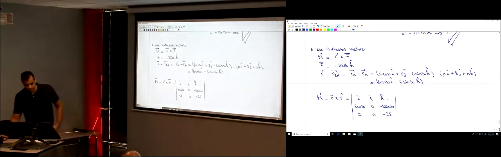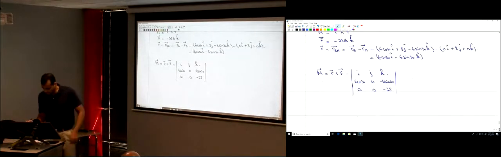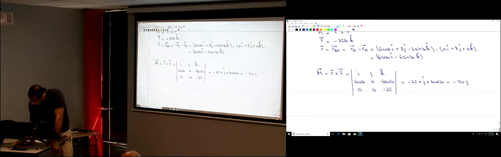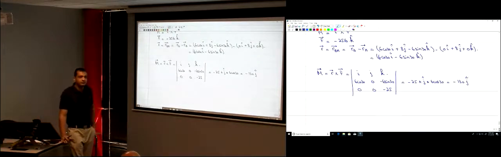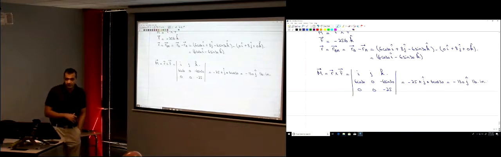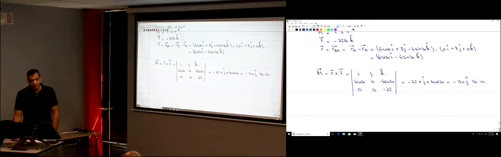Okay? So here we have, this is going to be negative 25 times J times 6 cosine 30. So it's negative 130 J. What does J mean? That this moment is about the y-axis, okay? It was so clear for us without doing the calculation that this moment is about the j-axis, okay? So, any question here?